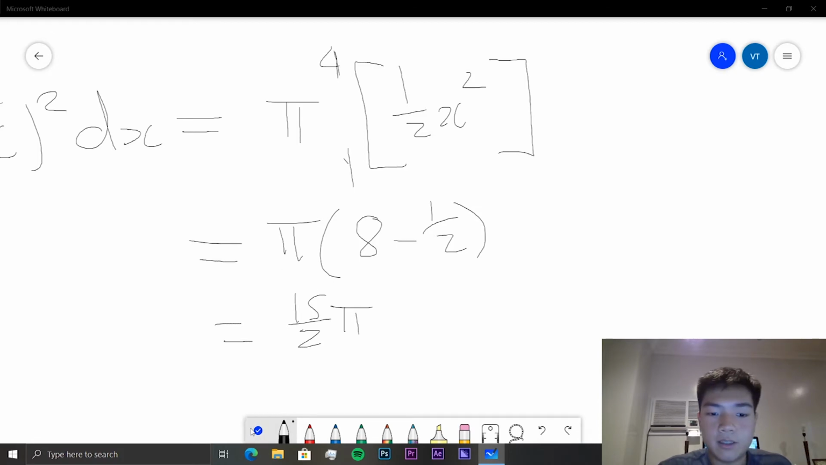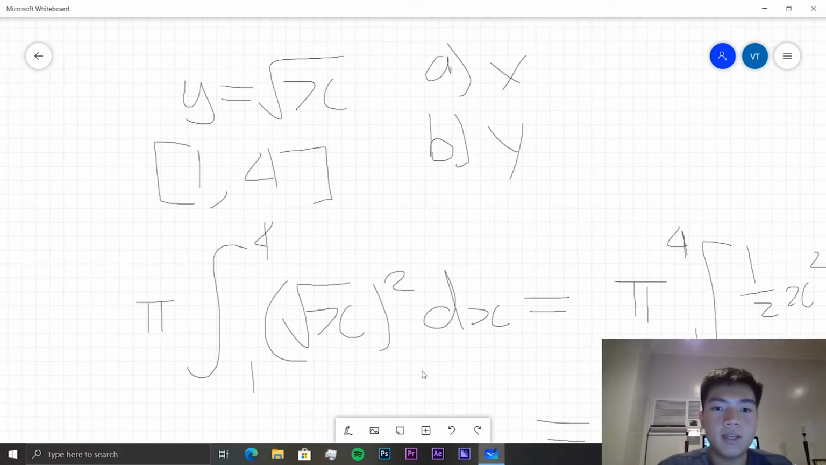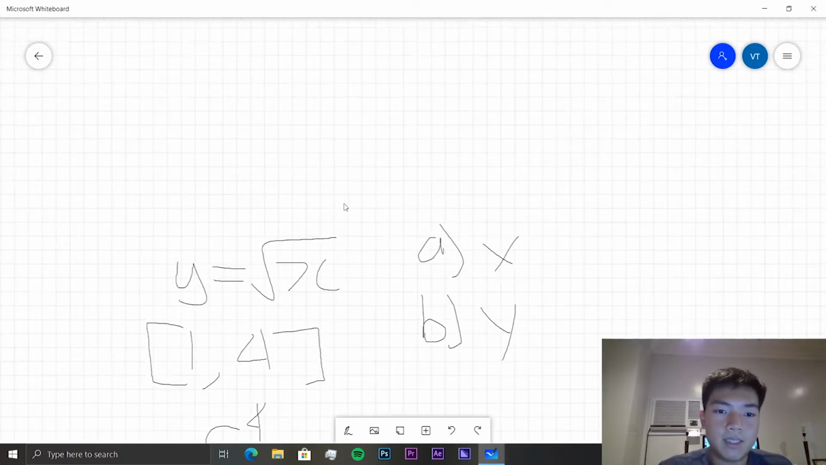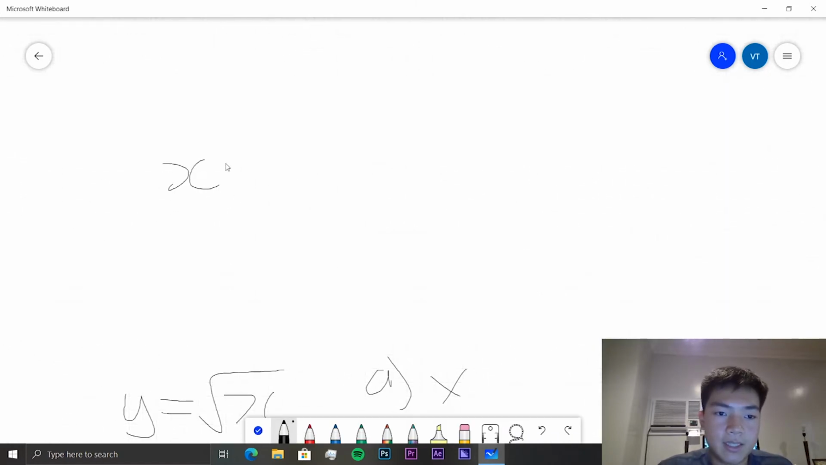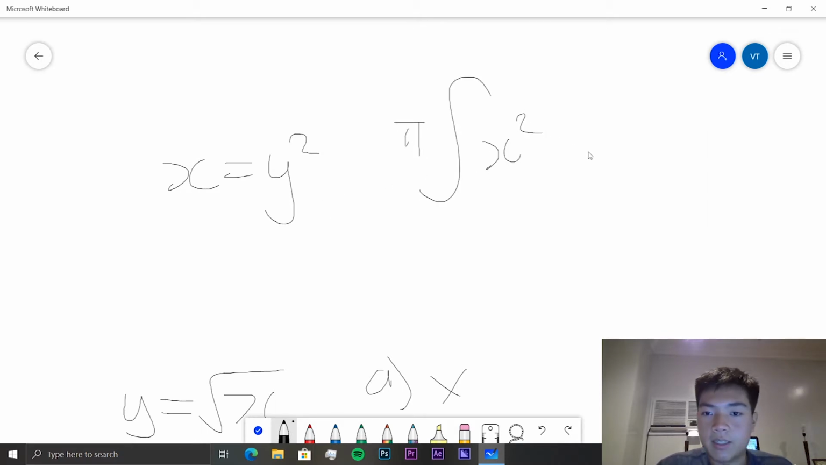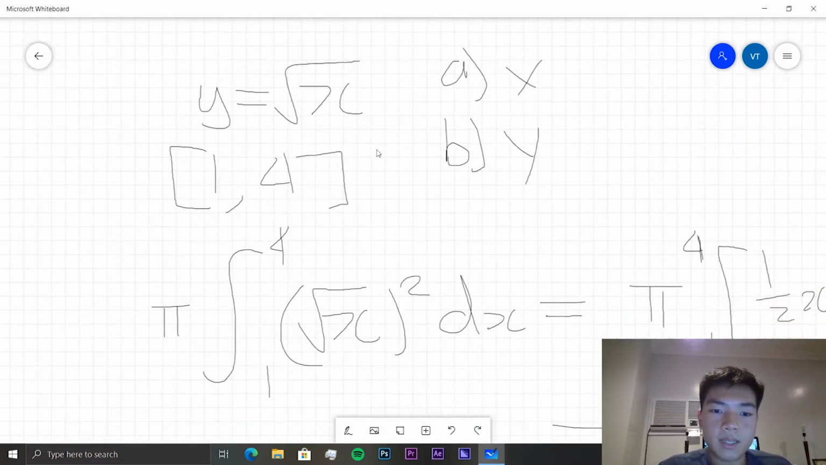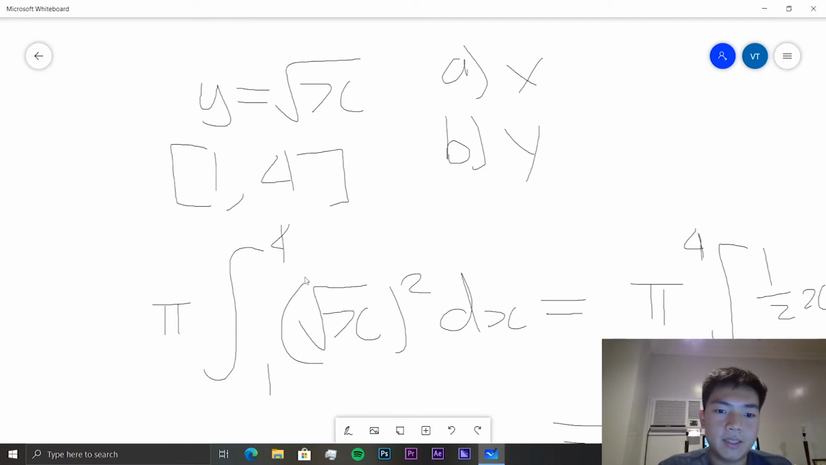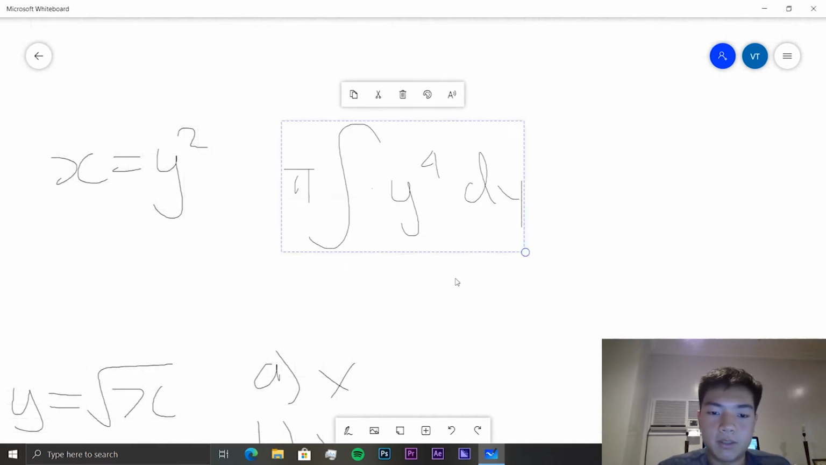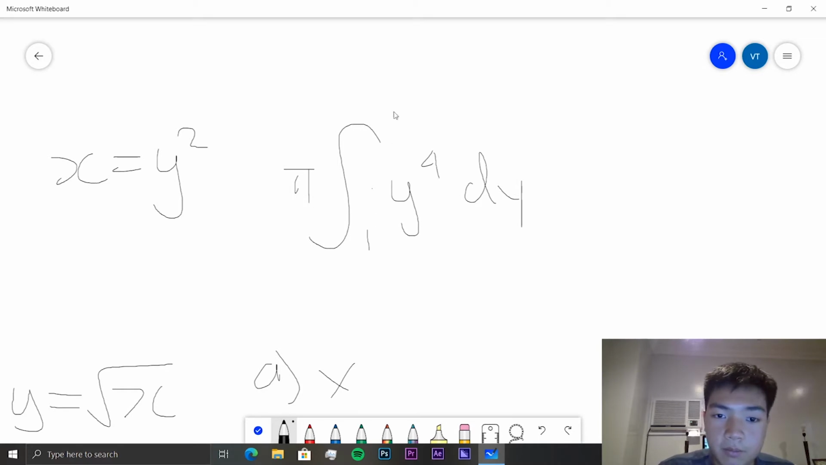Next, we need to do it for the y-axis. How do we do that? We need to express x in terms of y. In this case, x is equal to y squared. So we need to get the integral of x squared in terms of y, which is y to the 4 dy. We also need to convert these limits from x values to y values. Since y is square root x, and these are for x, we have to square root both of them. So this is going to be between 1 and 2.